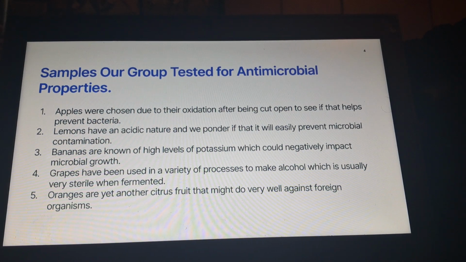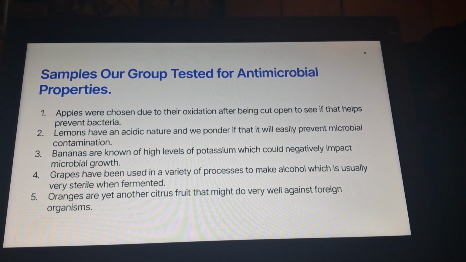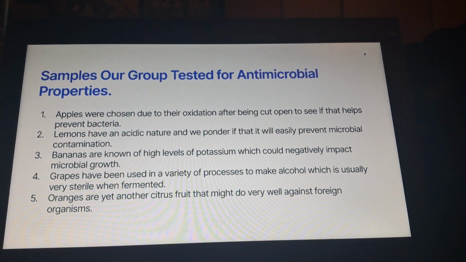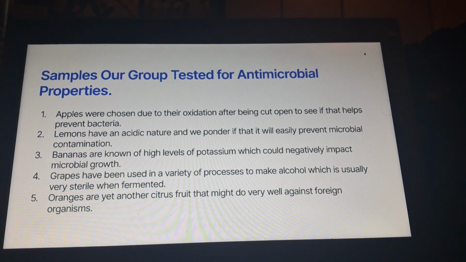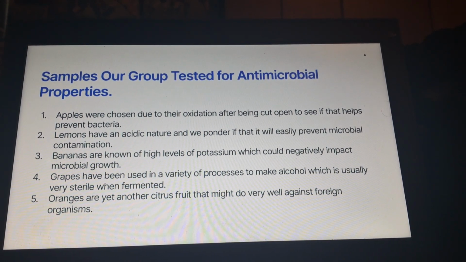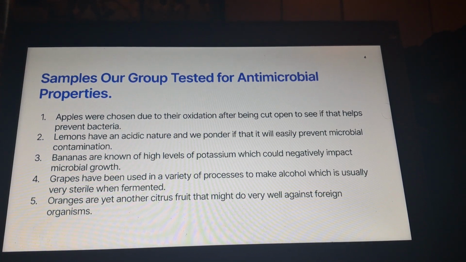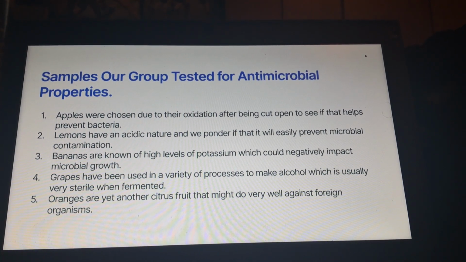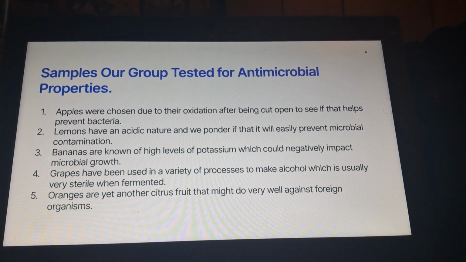Grapes have been used in a variety of processes to make alcohol, which usually is very sterile when fermented after the process is complete. So I know they have the capability to eventually become a very sterile form of liquid. So that was a good one to test.